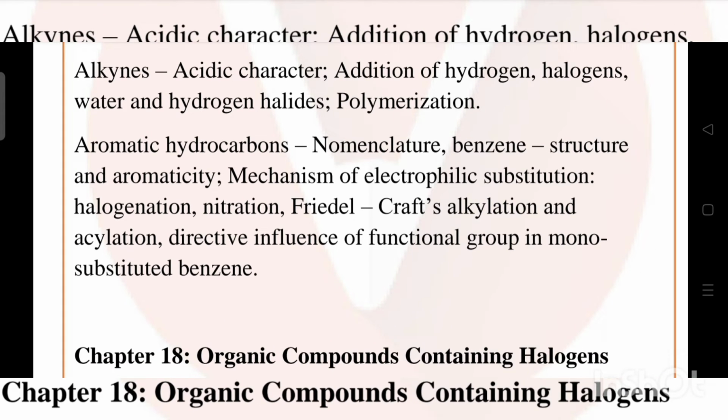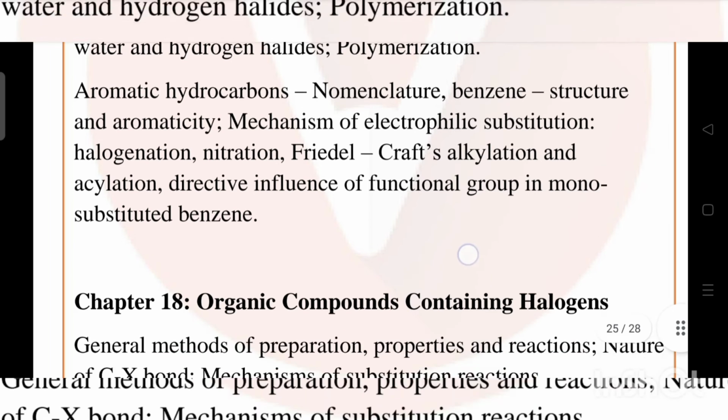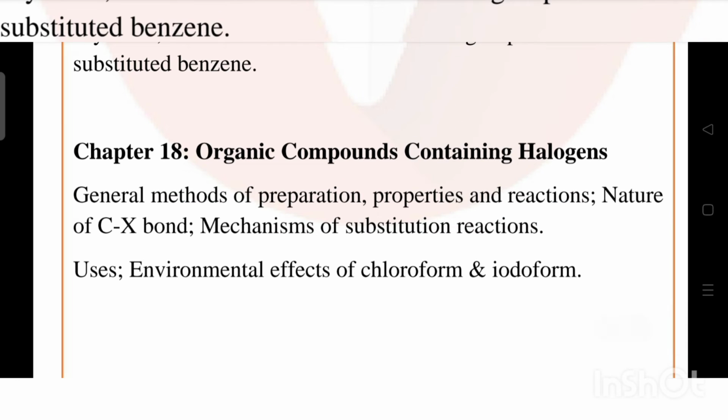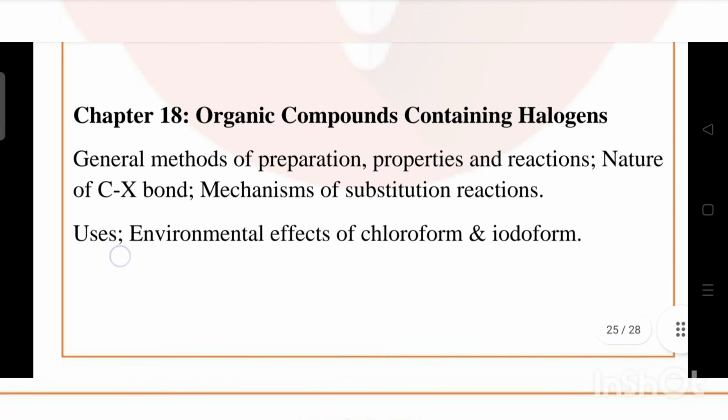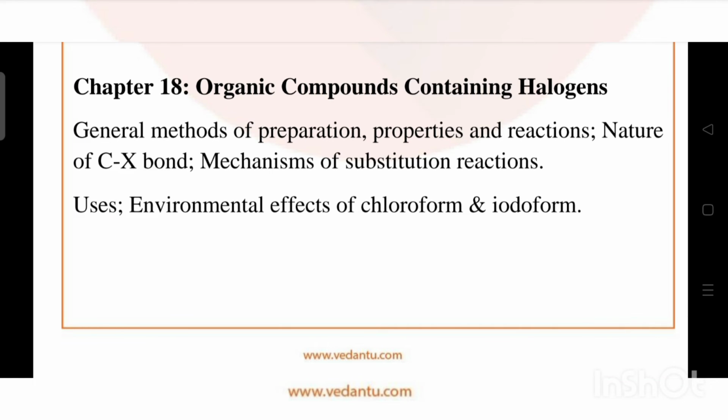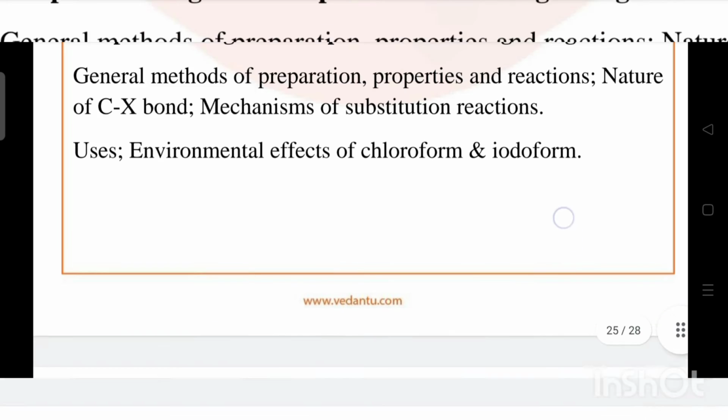Aromatic hydrocarbons: nomenclature, benzene, structure and aromaticity, mechanism of electrophilic substitution: halogenation, nitration, Friedel-Crafts alkylation and acylation, influence of functional group in monosubstituted benzene. In chapter 18, organic compounds containing halogens: general methods of preparation, properties and reactions, nature of carbon-halogen bond, mechanism of substitution reactions, its uses, environmental effects of chloroform and iodoform.